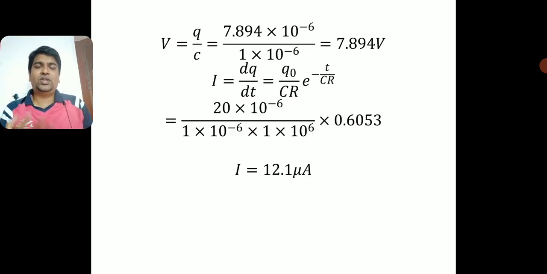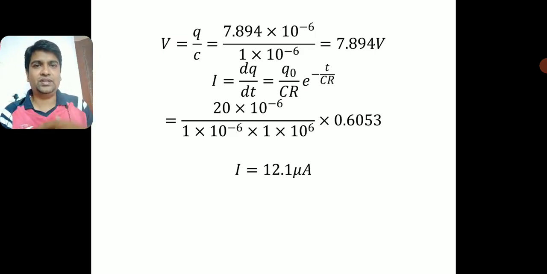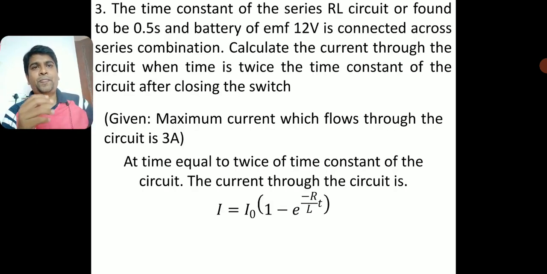So I found the charge on the capacitor, I found the potential across the capacitor, and I calculated the current at that point of time. I have calculated the three things at time t at 0.5 second. Right, this is quite an easy problem.